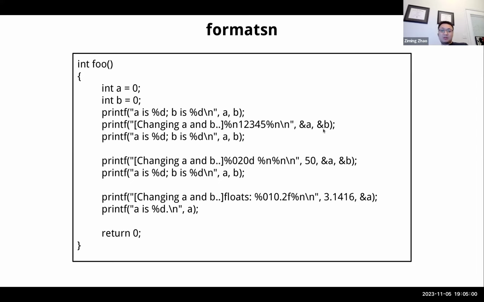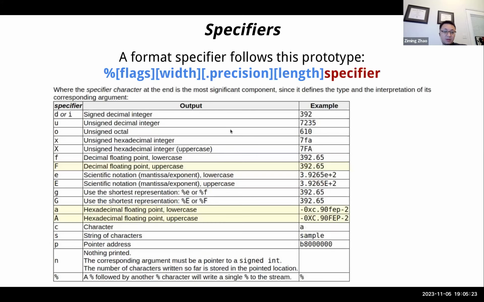The second line is what is interesting. So we have a bracket here, changing a and b, bracket, %n, 1 2 3 4 5, %n, \n. I said before, %n will not print out anything, even though this is a printf function. However, the corresponding argument must be a pointer to an int.